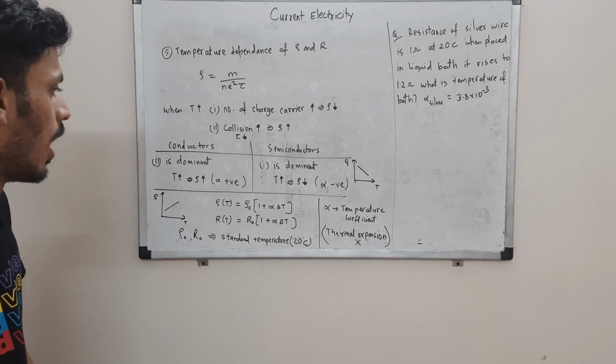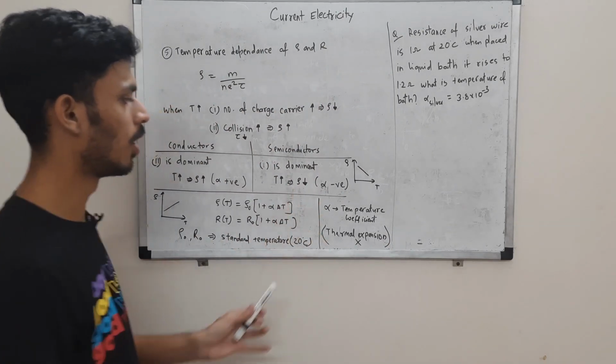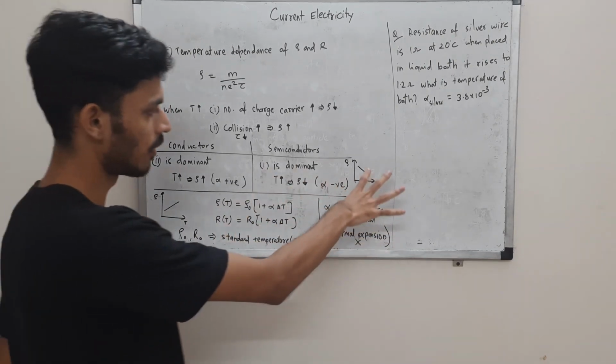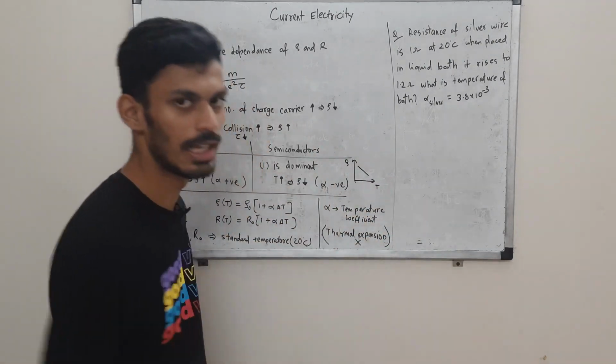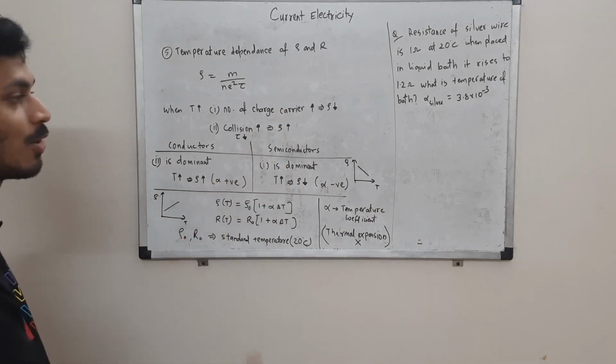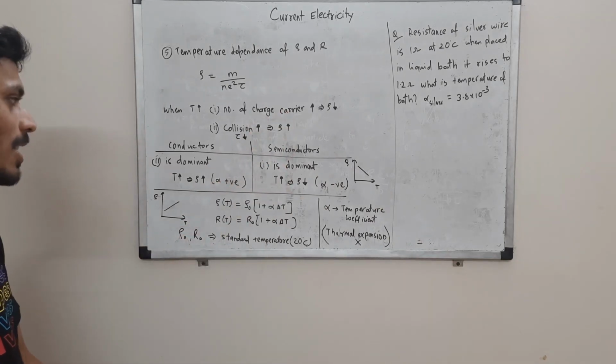Now you get what is meant by alpha is positive and alpha is negative. It shows the nature of the graph, right? Alpha is negative, decreasing. Slope is negative, slope is positive. Alpha is the slope of this graph, you can say it that way.